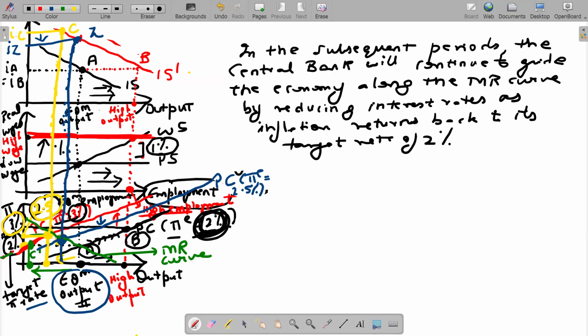You will see the interest rates reach their peak at point C. IC is the highest. Then the interest rates start falling along the MR curve. The green curve is the MR curve. You can clearly see that along the MR curve, you are slightly now becoming closer to the equilibrium output and coming back to the target inflation rate of 2%. Okay, so this adjustment process finishes.